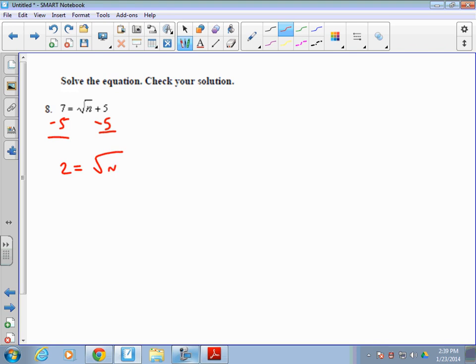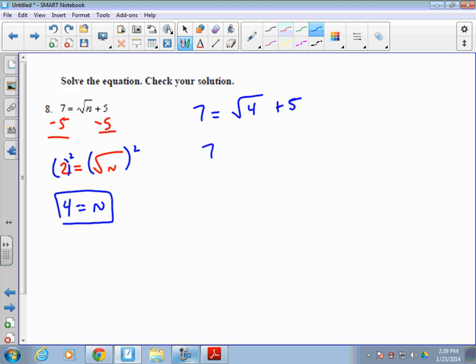If you were to write that as the square root of x, it's not going to change it. Then in order to get n by itself, get rid of the square root of something. In order to cancel out the square root, you square it. If you square that side, you have to square the other side. 2 squared means 2 times itself, which is 4, is equal to n. It says and check your solution. So 7 equals the square root of 4 plus 5. The square root of 4 we know is 2, plus 5. 7 equals 7. That's a true solution.